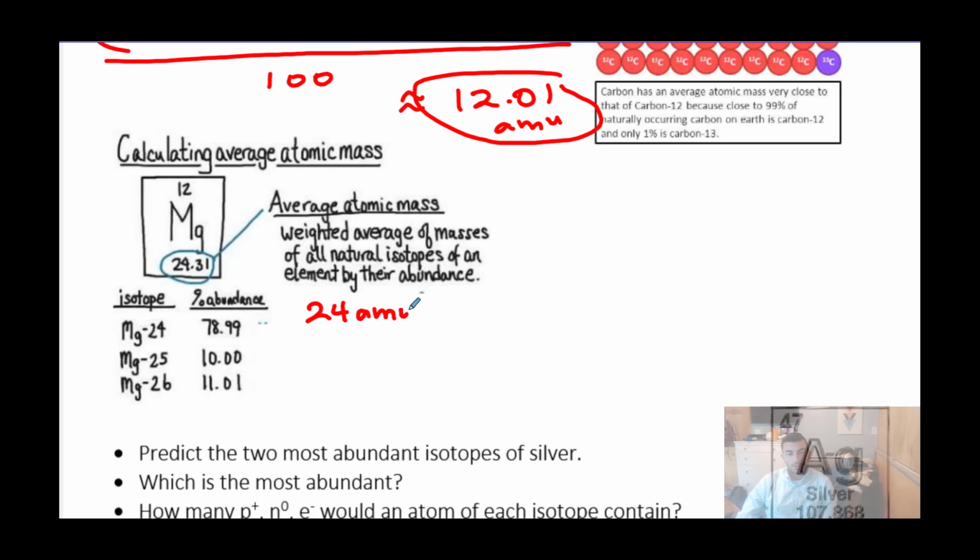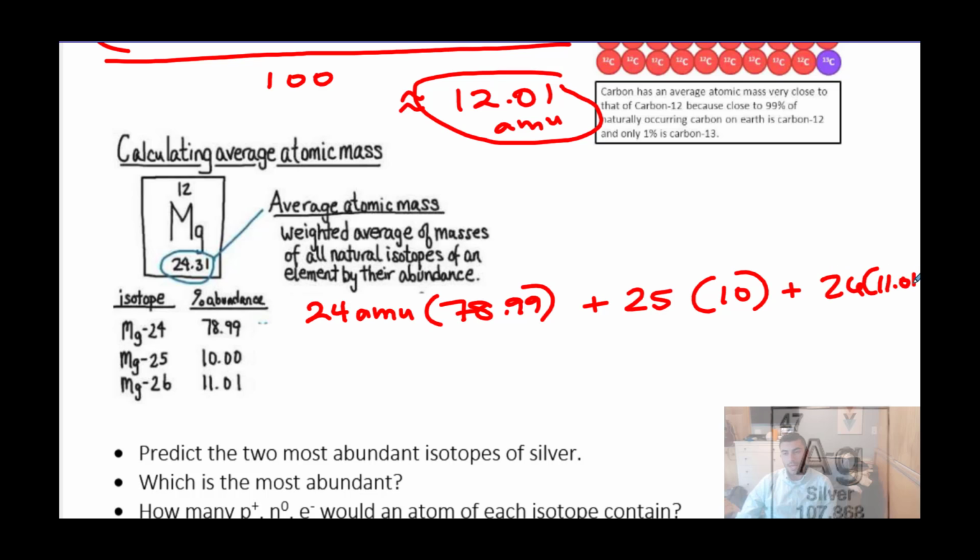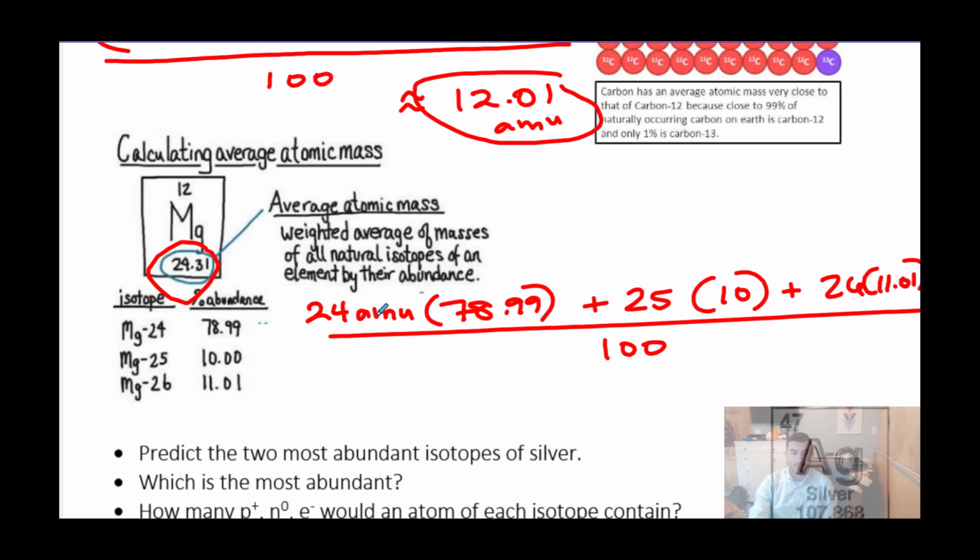Magnesium with a mass of 24, 78.99 of those atoms would have that mass. 10 atoms would have a mass of 25, and 11.01 atoms would have a mass of 26. We divide that by 100 atoms because that's how many atoms total we assumed in our sample, and then we get 24.31 as our average atomic mass.